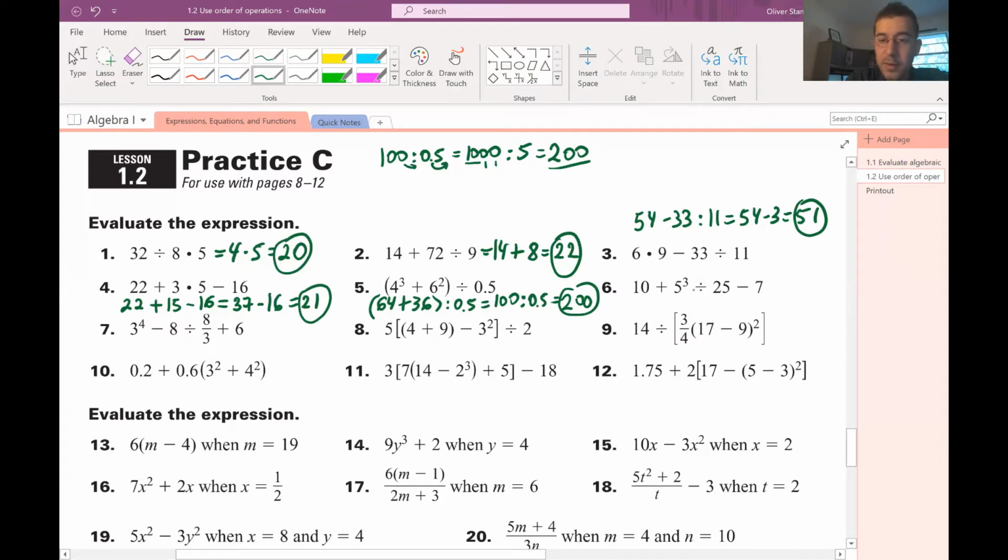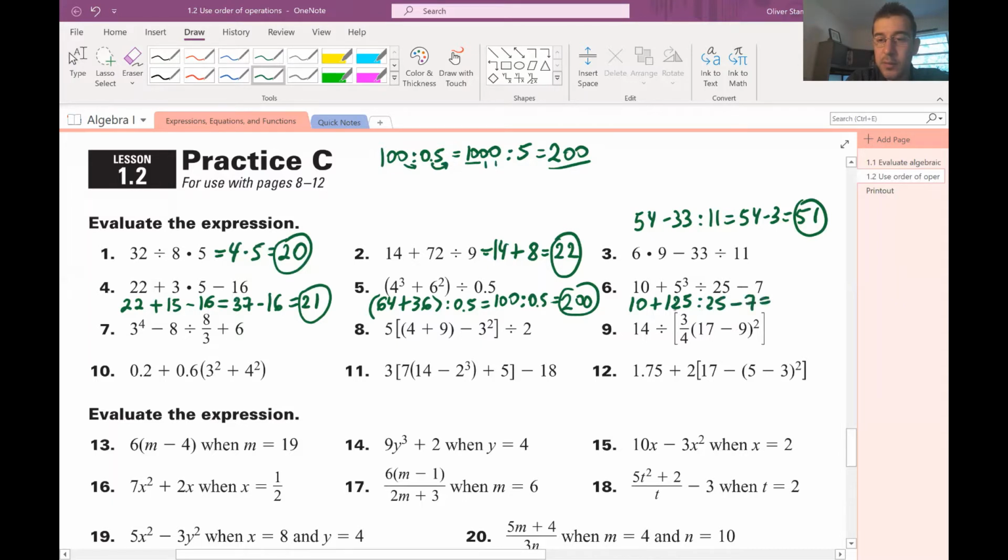Number 6, we do powers first, then we do division, then addition, subtraction. So 5 to the third is 5 times 5 times 5. What is 5 times 5? 25. And 25 times 5 is 125. So this becomes 125. And then we have 10 plus 125 divided by 25 minus 7.